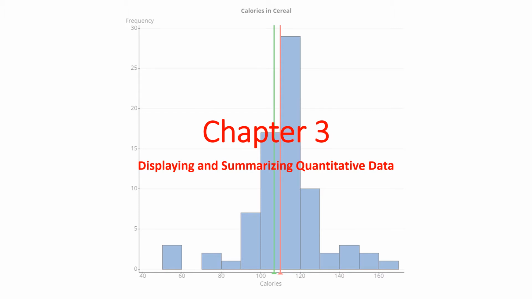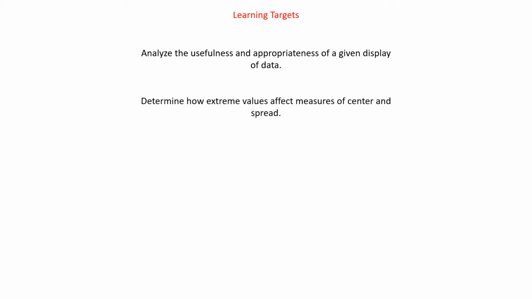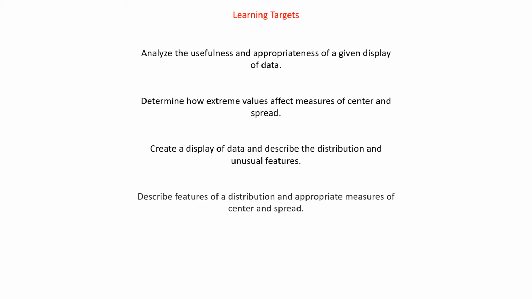So let's take a look at our learning targets for this chapter. We'll be able to analyze the usefulness and appropriateness of given display of data, determine how extreme values affect measures of center and spread, create a display of data and describe the distribution and unusual features, and then describe features of a distribution and appropriate measures of center and spread, and then finally calculate the measures of center and spread.